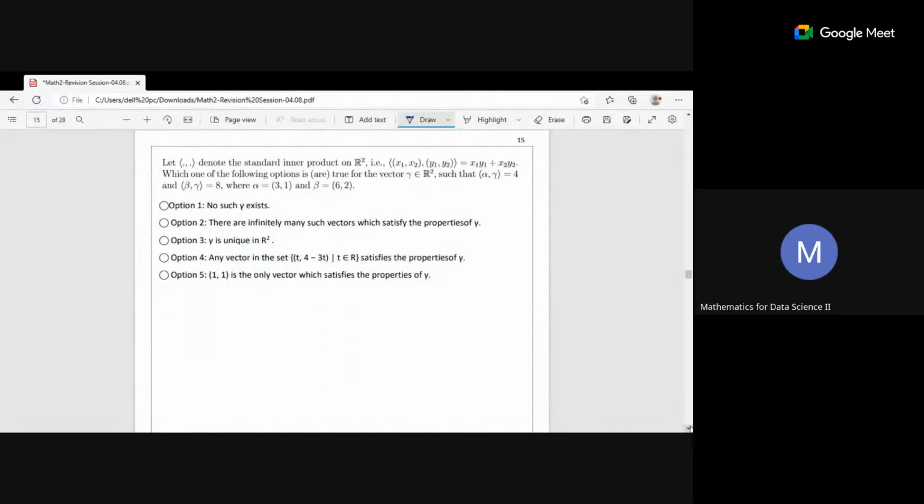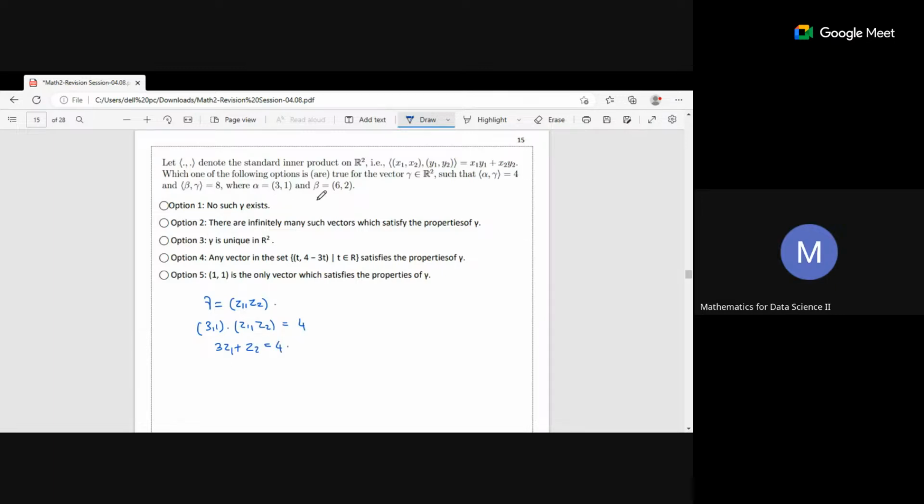So the next question here is that let inner product denote the standard inner product, that is the usual inner product. Which one of the following options is true for the vector gamma from R2 such that alpha comma gamma is 4 and beta comma gamma is 8, where alpha and beta are given. So let us write gamma as Z1 comma Z2. Your alpha and beta are already given. So you are given alpha comma gamma inner product is 4, the usual dot product. So you have 3 comma 1 dot Z1 comma Z2 is 4. So it means 3Z1 plus Z2 is equal to 4.